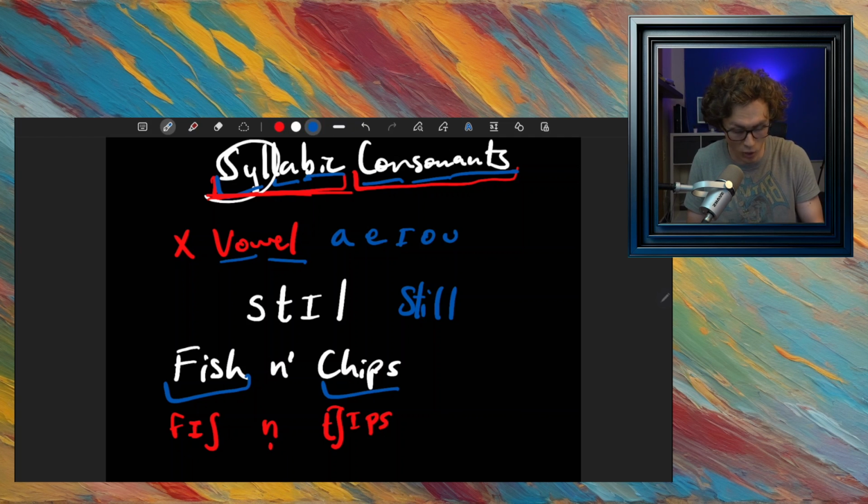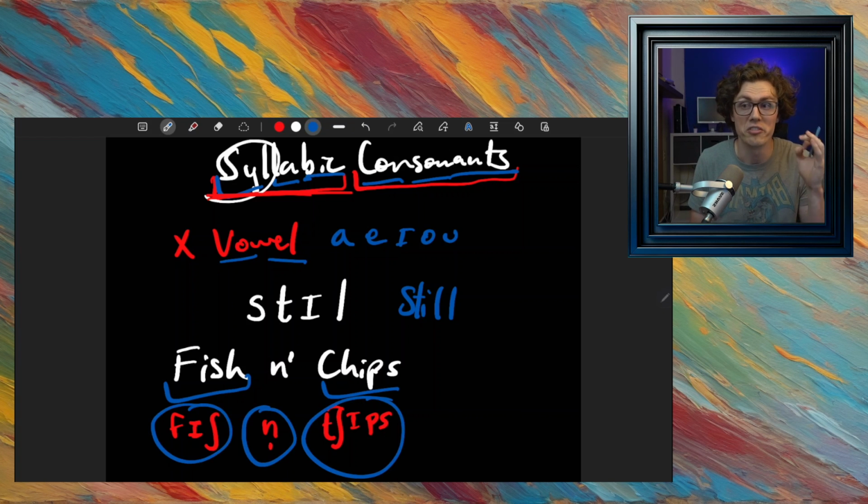But what we have here is a whole syllable, right? It's a whole separate piece, but there's no vowel sound. Instead, the N is functioning as the root, the core of that syllable. Fish and chips. It's not "fishin'." You can't even say "fishin'." It's just fish and chips. Fish and chips, right? I'm saying that a lot of times.